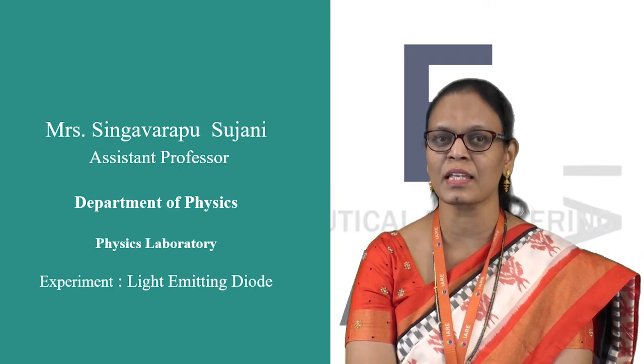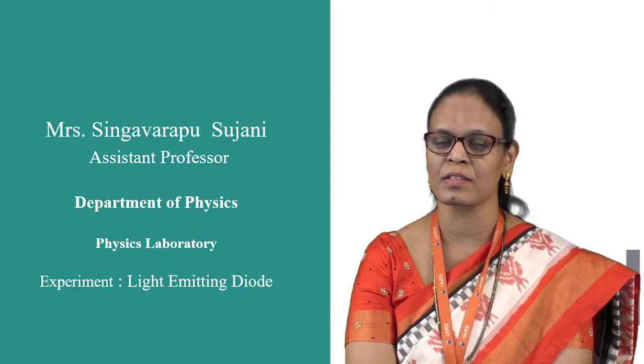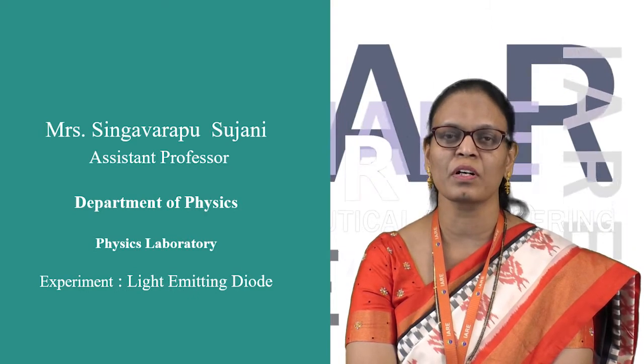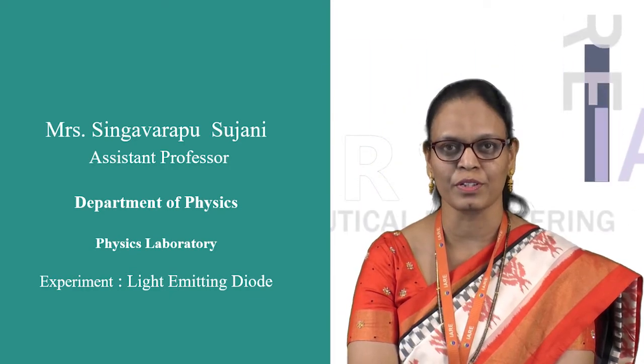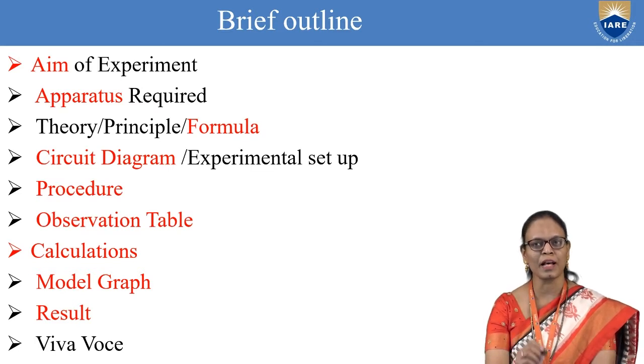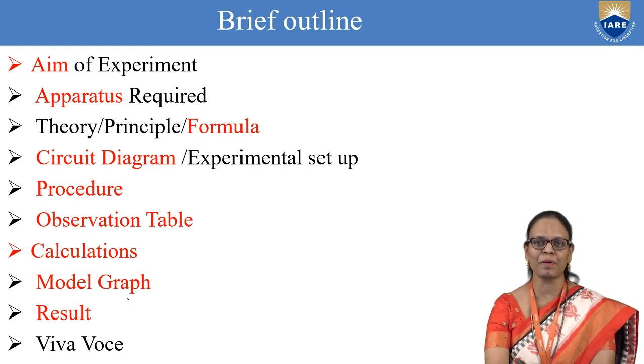Today we are going to see a demonstration to study the VI characteristics, that is the voltage versus current characteristics of a given light emitting diode. This is the brief outline of the experiment: the aim, apparatus, the theory, principle as well as the formula, circuit diagram, procedure, observation table, calculations, model graph and the result. These are the things which you have to keep in mind before you start the experiment.